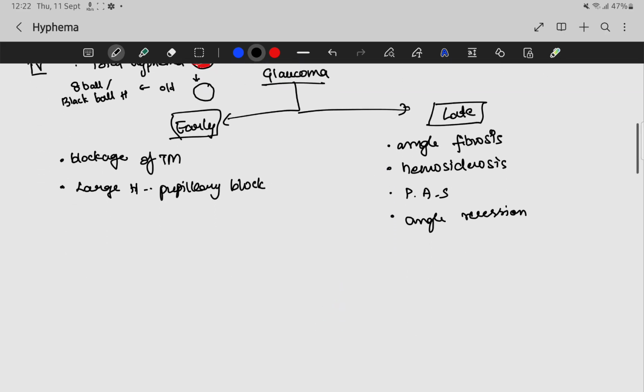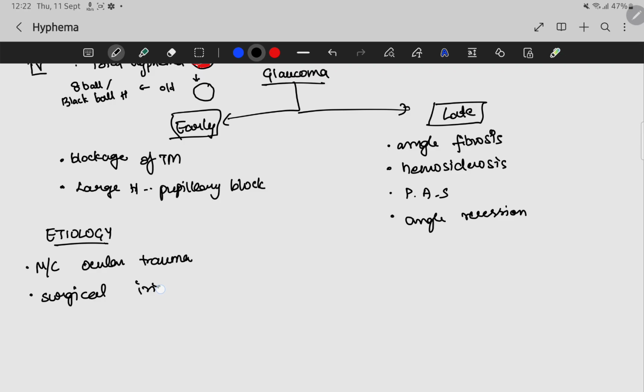Yes. Then coming to the etiology. So the most common is ocular trauma. There can be a surgical trauma in which there is more manipulation of the iris, and it can be spontaneous in cases of hematological diseases like hemophilias, sickle cell anemia, sickle cell traits, right?